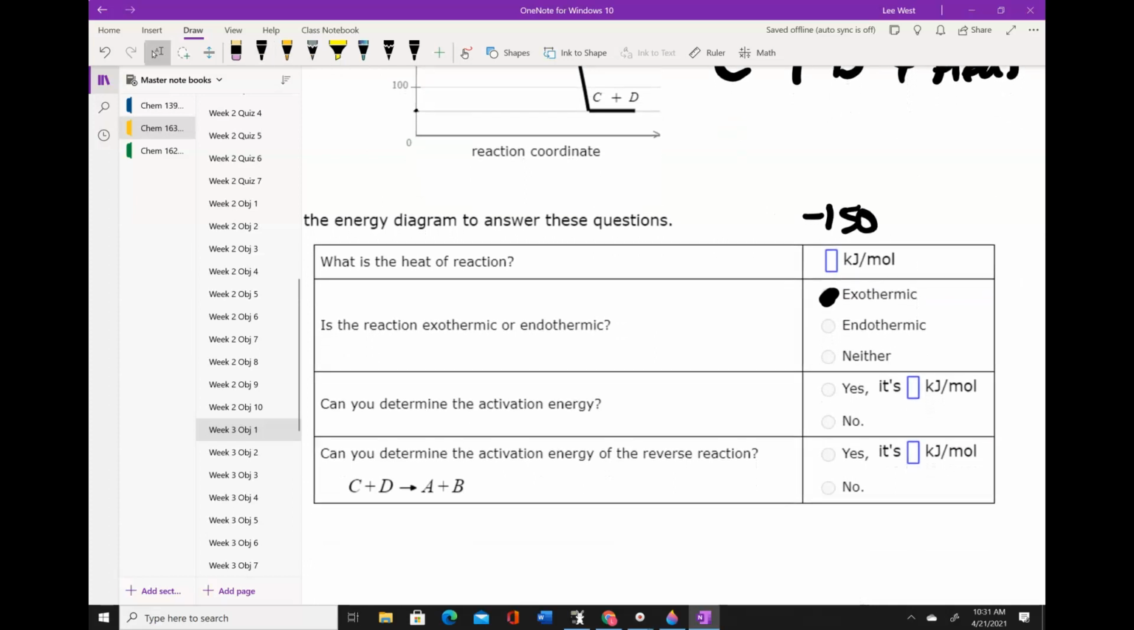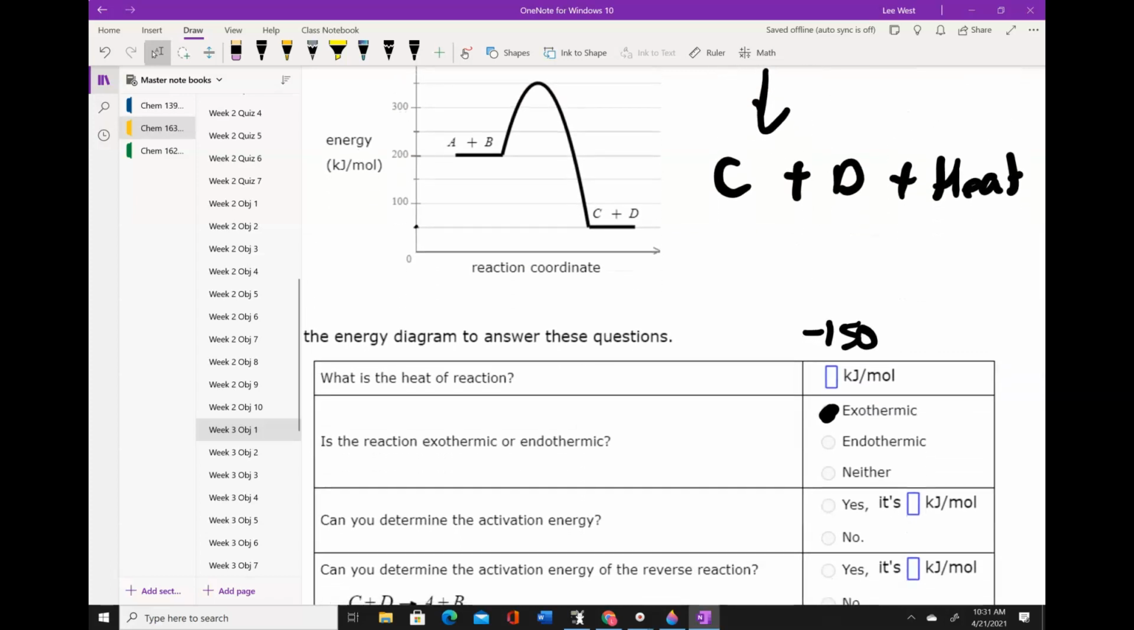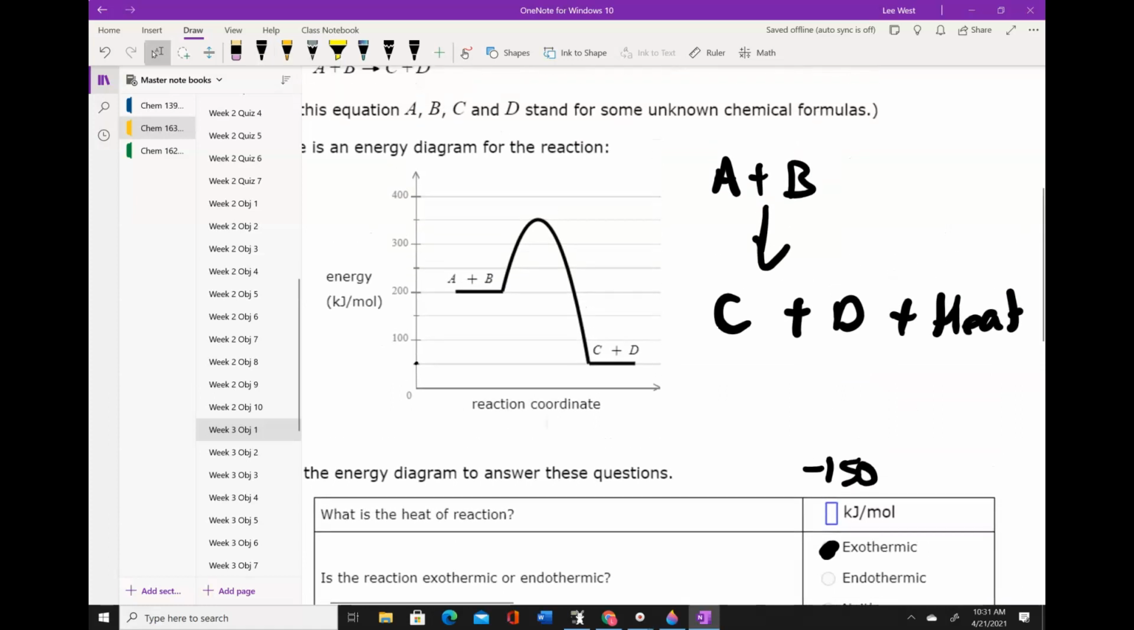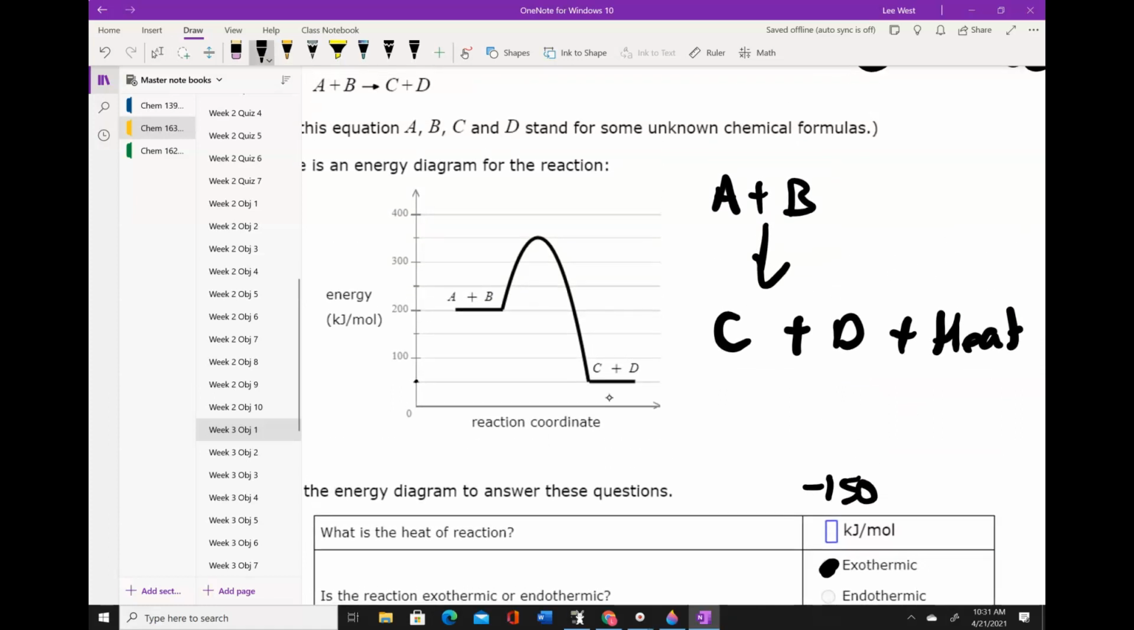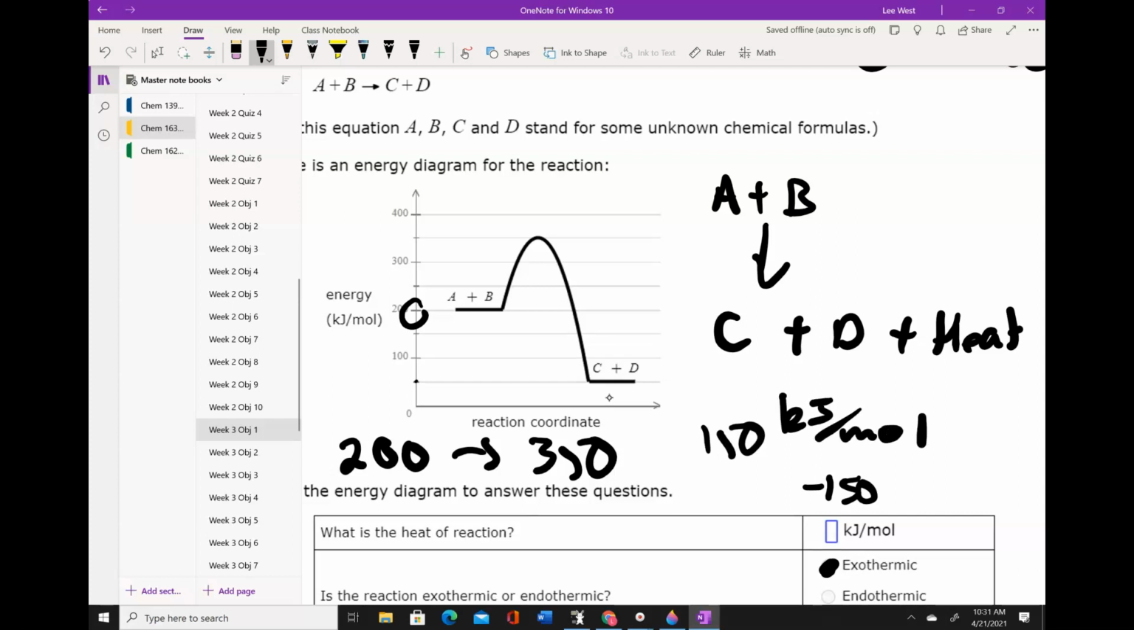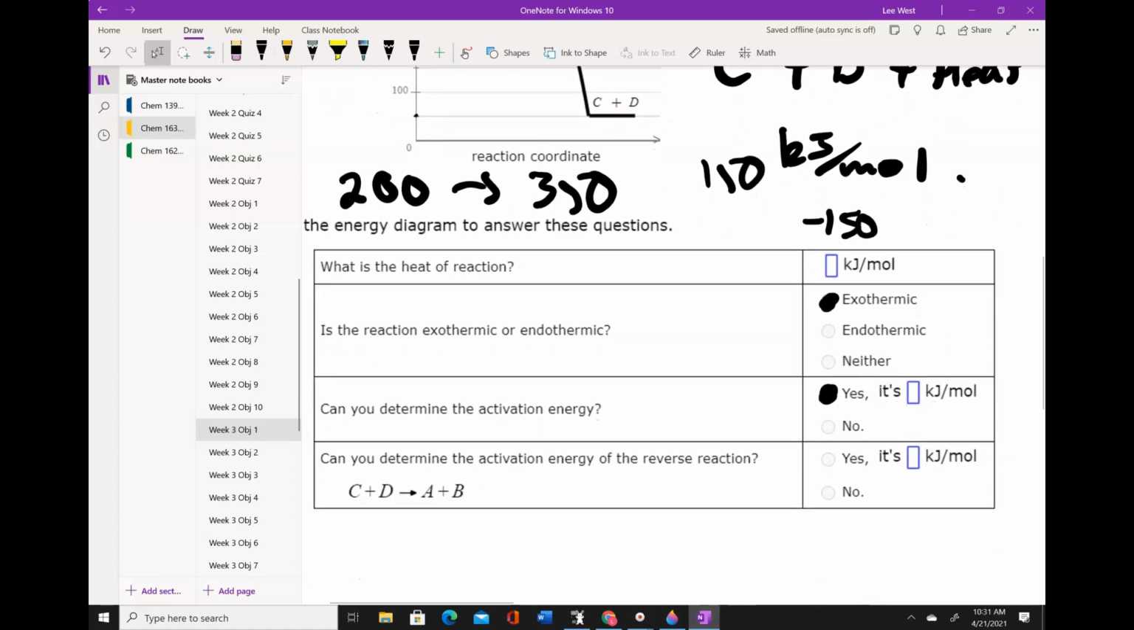All right. So can I determine the activation energy? Yeah, you just have to read it off the scale, right? If I have a labeled energy diagram, I can always get the activation energy. So what is the activation energy? I have to go from 200 kilojoules per mole all the way up to 350. So the activation energy is 150 kilojoules per mole. All right, so that's it. I can determine the activation energy. It's 150 kilojoules per mole.